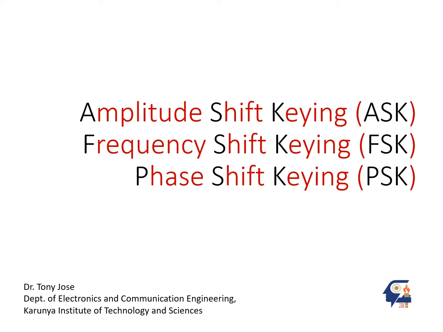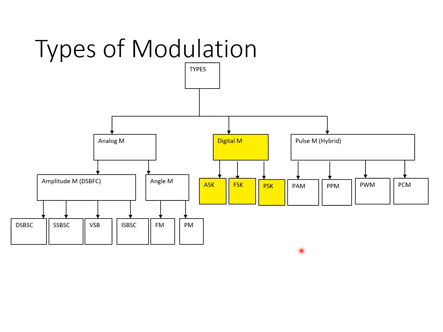In this lecture, we will discuss three basic digital modulation schemes, which are amplitude shift keying, frequency shift keying, and phase shift keying. Modulations can generally be divided into three: analog modulations, digital modulations, and hybrid modulations or pulse modulations. In the classification of digital modulation, there are three basic types, which are ASK, FSK, and PSK.